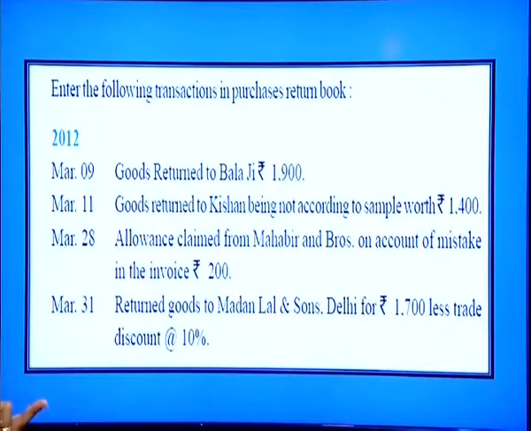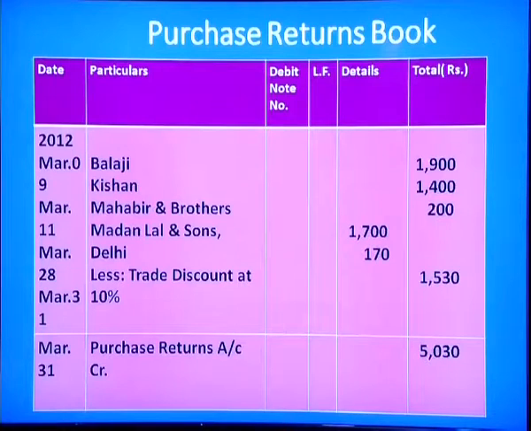There is a question for preparing the purchases returns book. Goods returned to Balaji, goods returned to Kishan, an allowance claimed from Mahabir and Brothers on account of a mistake in the invoice, and goods returned to Madan Lal and Sons. We have to open the purchases returns book. So the heading will come as purchases returns book. In the date column, you have to write the respective date. On March 9th, we have returned goods to Balaji.